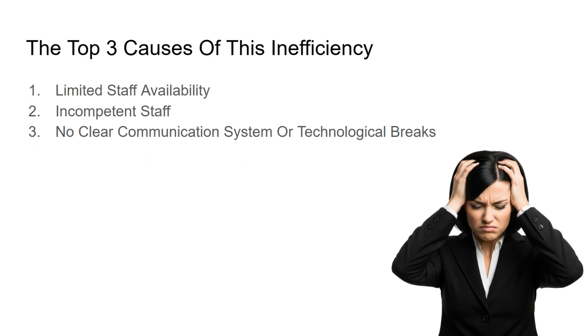Now, here are the three reasons or three causes of these inefficiencies. One will be limited staff availability. So you may be a one man show, you may be a 100-man show, but limited staff in that communication capacity can be one of the reasons why you take more time than they expect to get in touch with them.